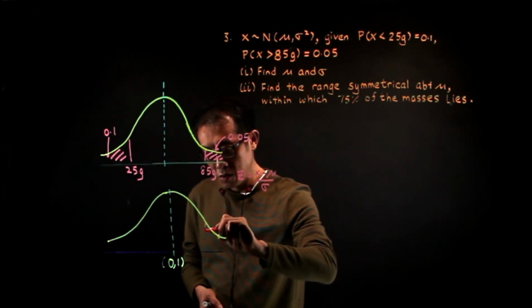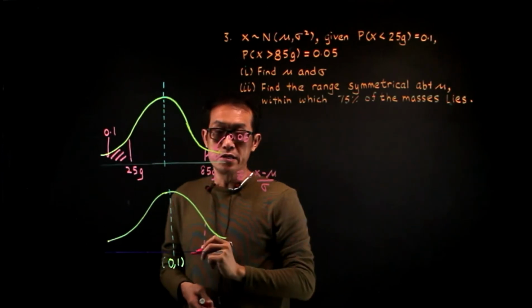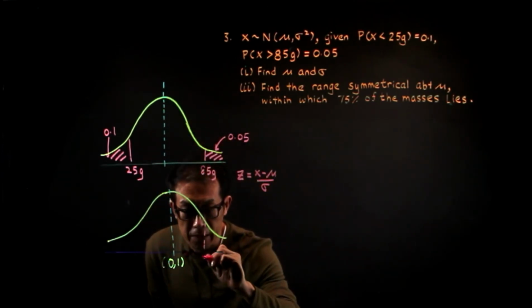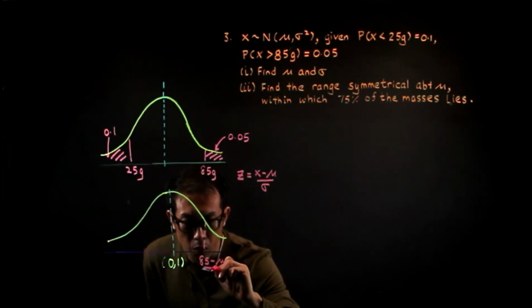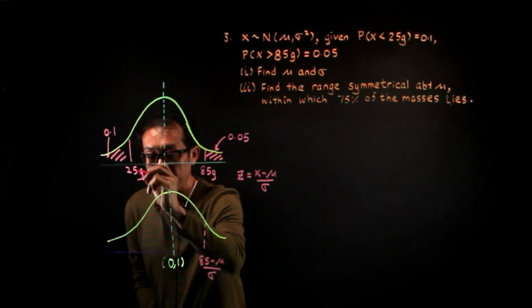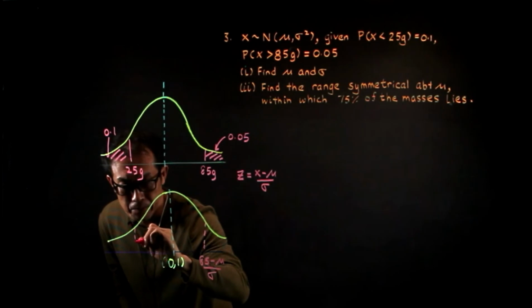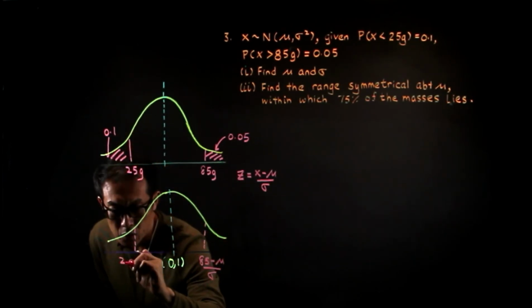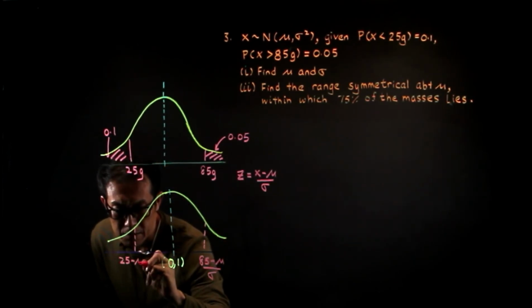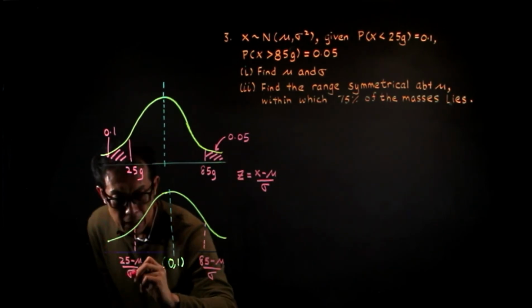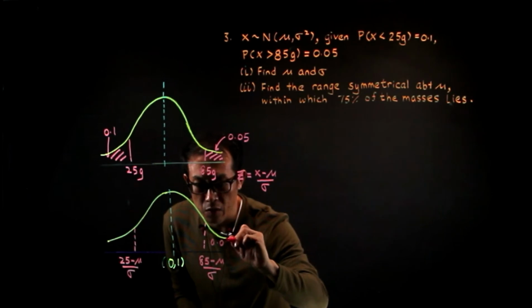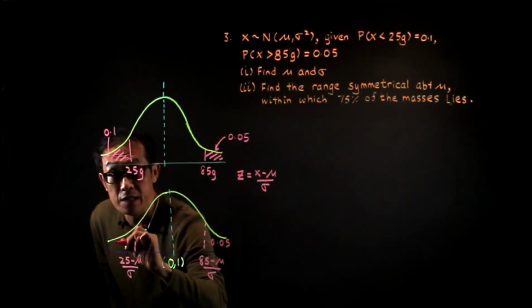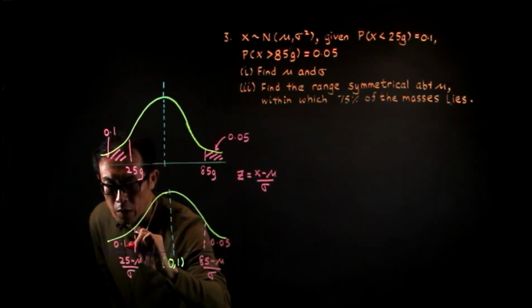So what is this value here? This value will be given by 85 minus mu over sigma. Likewise for the 25 gram, this one will be 25 minus mu over sigma. And you find that this area here is 0.05 and this is 0.1.